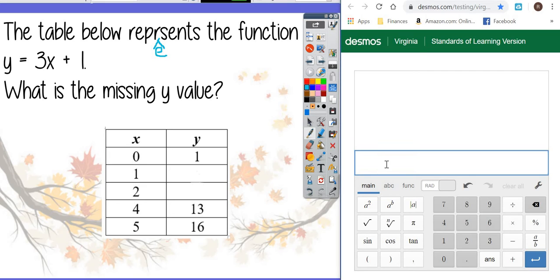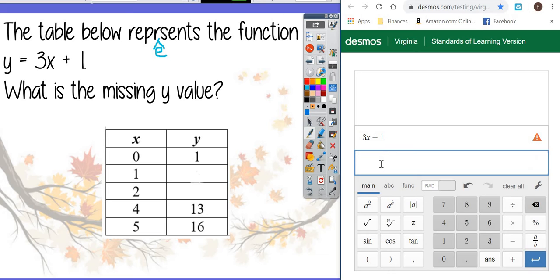All right, so we've got a table below that represents the function y equals 3x plus 1. But we want to find the missing y values. We actually have two of them that we want to find: the missing y value for x equals 1, and the missing y value for x equals 2. So you're going to start by just loading that function into your calculator, 3x plus 1.